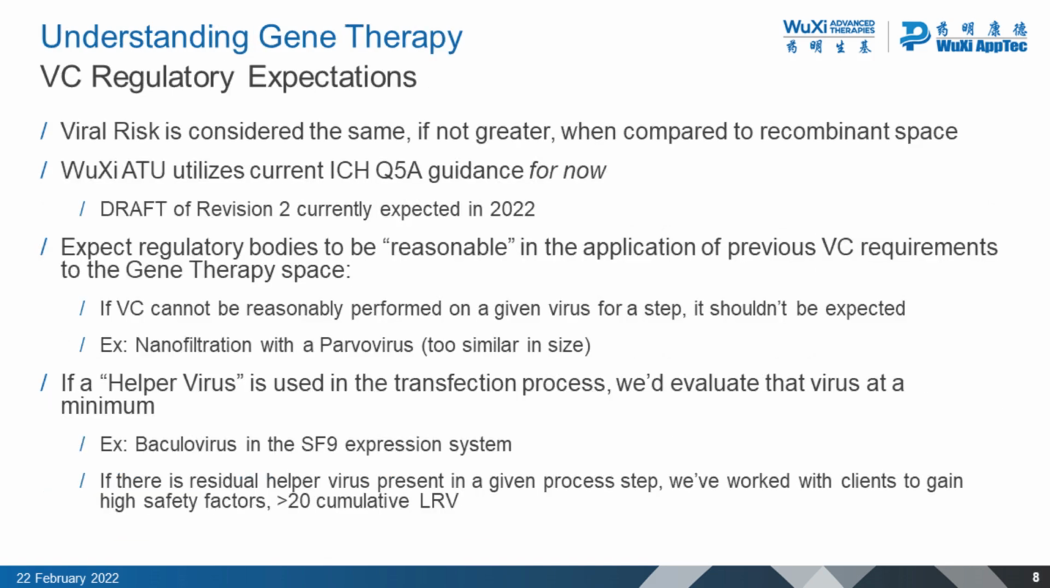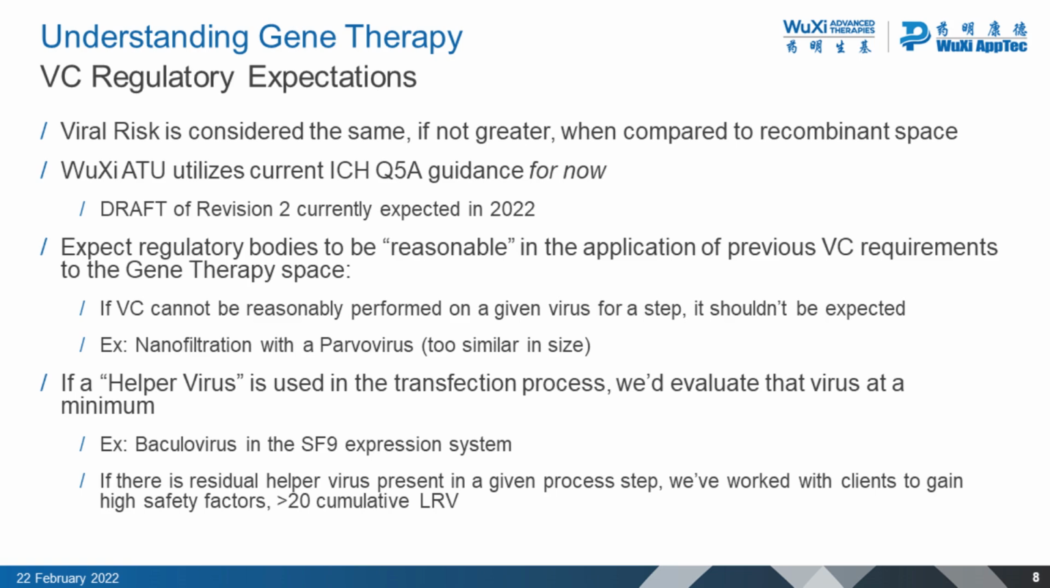So, getting into the gene therapy, since it is a fairly new form of therapeutic, the virus risk is considered the same, if not greater, when compared to the recombinant space. And that is mainly due to the use, in some instances, of helper viruses. So, WuXi Advanced Therapies currently uses the ICH-Q5A guidance for now. The draft revision of the version 1, which will be revision 2, is currently expected sometime this year.